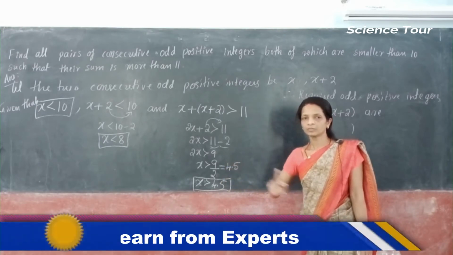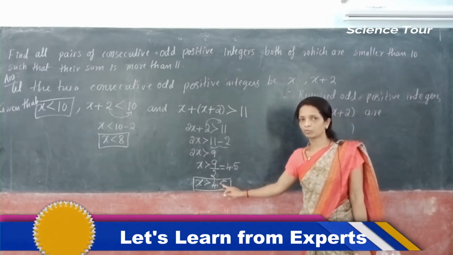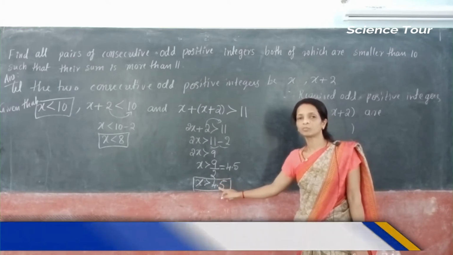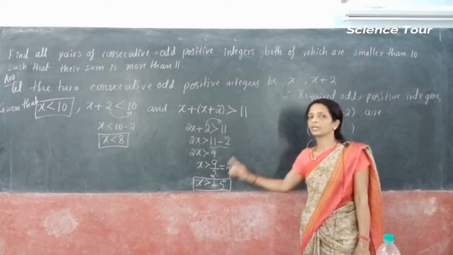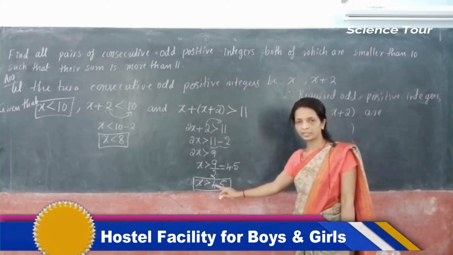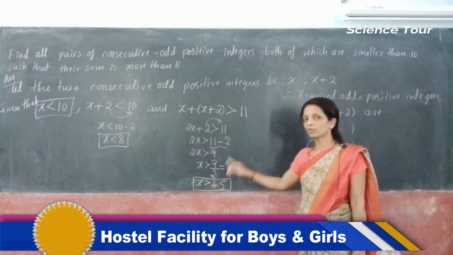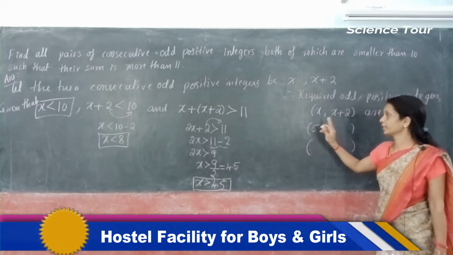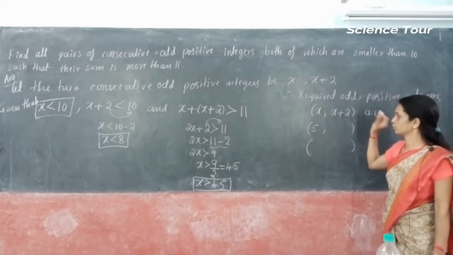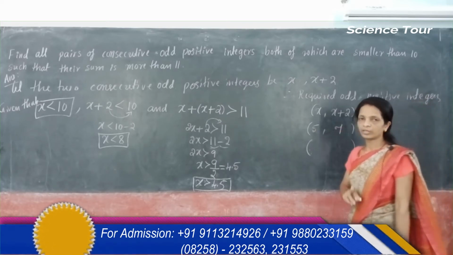Okay, which odd number is greater than 4.5? The first odd positive number which is greater than 4.5 is what? That is 5, right? So I will start with 5. If you take x as 5, then what is x plus 2? 5 plus 2 is 7. Okay, so one ordered pair we got.